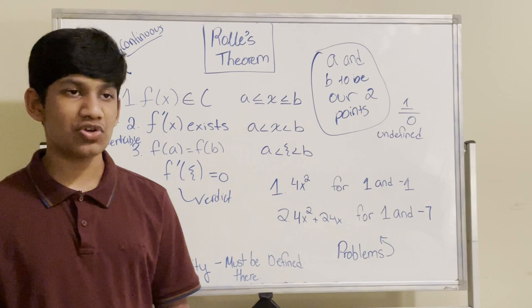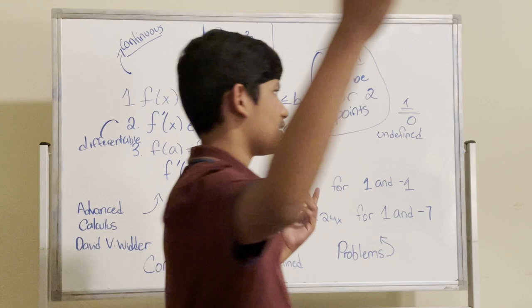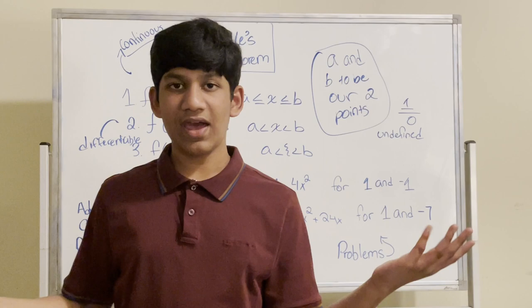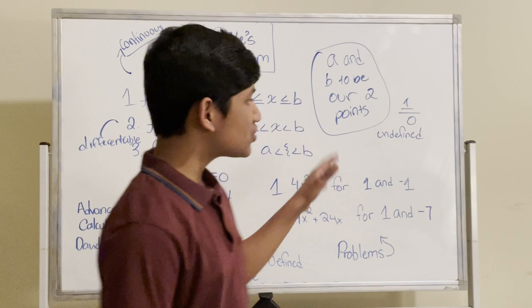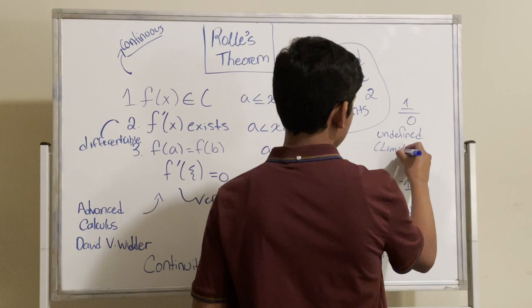When we approach from the right side, so, for example, from the greater numbers, we get positive infinity. When we approach from the negative numbers, we get negative infinity. So this pretty much just makes sense, and therefore it's undefined. So this actually deals with limits. The reason why 1 over 0 is undefined is heavy on limits. So continuity must be defined there.